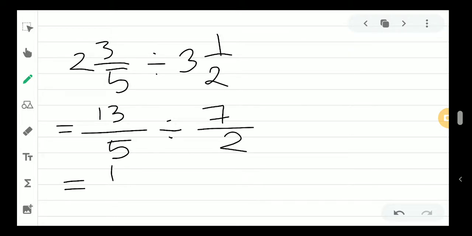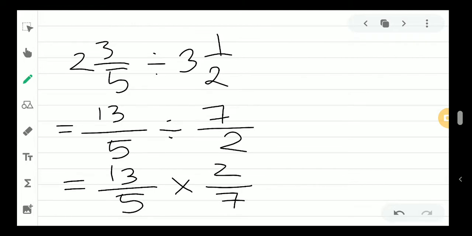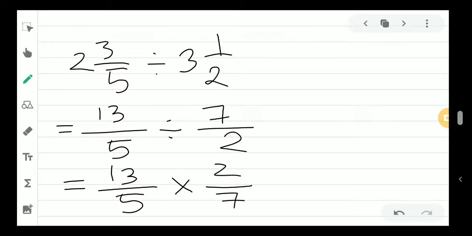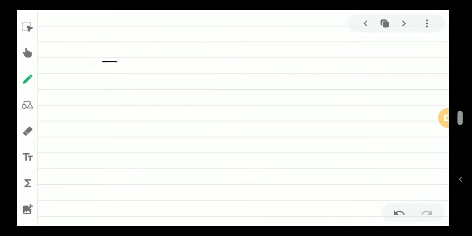Now, many students make mistakes here. They change this 13 by 5 also. No, you cannot change that. 13 by 5 will remain the same. You have to change this division sign as well as this number. So 13 by 5 into 2 by 7. In the numerator, 13 into 2 is 26. And in the denominator, you have 5 into 7, that is 35. So this will be your answer. Very simple it is, right?